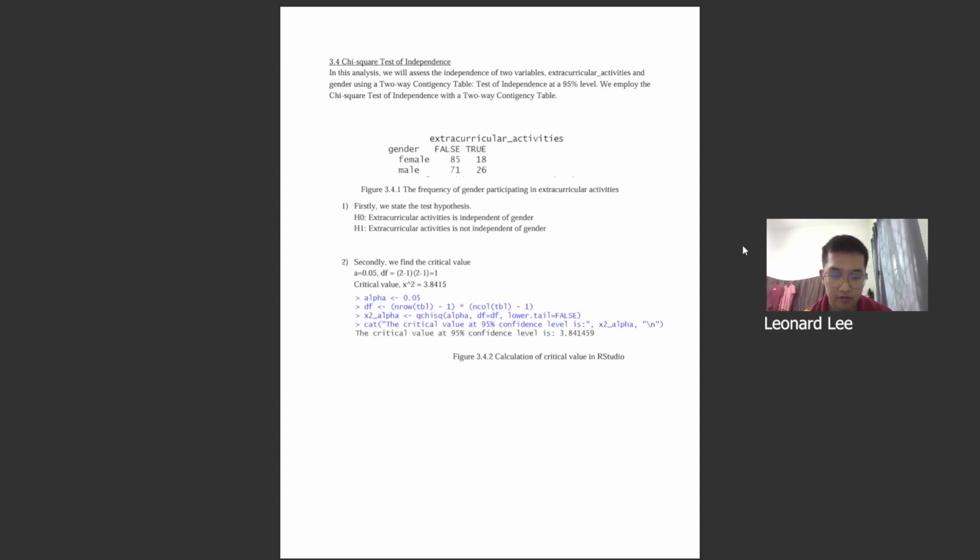To find our degree of freedom, we have female and male, and false and true. So we execute 2 minus 1 times 2 minus 1, and we will get df equals 1. If we refer to the chi-square table, the critical value equals 3.8415.